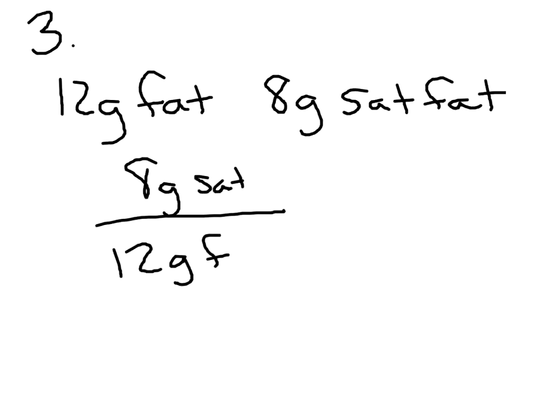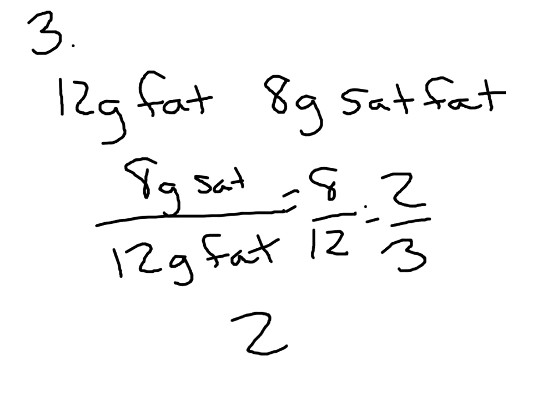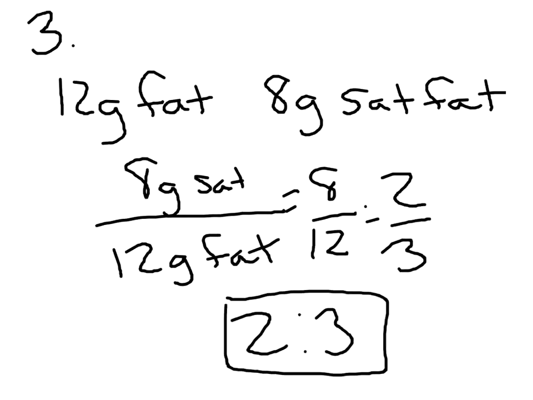Pretty simple again. So we're going to take our 8 grams of saturated fat over our 12 grams of regular fat, and we're going to break that down. 8 into 12. Can we break it down farther? Yes, we can, because both of these are divisible by 4. So that will break down into 2/3, or 2 and a 3. So our ratio is 2 out of 3 is saturated fat. So the ratio of saturated fat to plain fat is 2:3. 2 and a 3. So either one of these is correct.